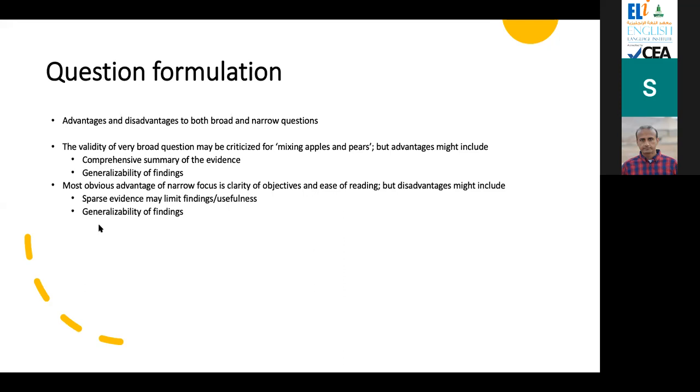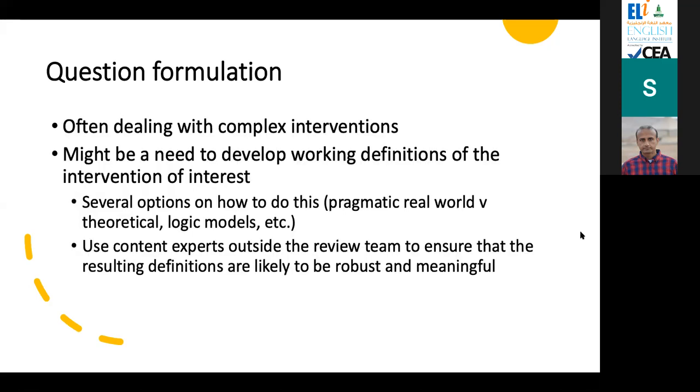Sometimes the very specific research questions that we determine in the beginning produce very specific findings. In that case, of course, these findings may not be generalized. So they have pluses and minuses, but generally it is recommended that the findings could be generalized so that they are applicable in other contexts also. The most obvious disadvantage of a narrow focus is that sparse evidence may limit findings, as we have just discussed, and again the same issue that we highlighted.